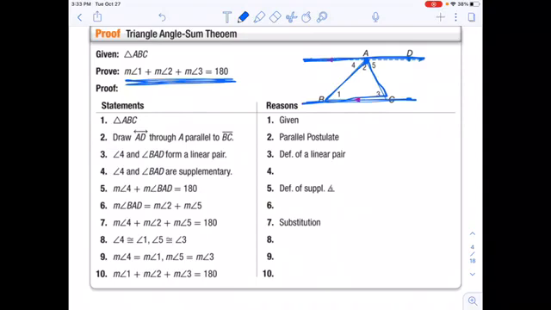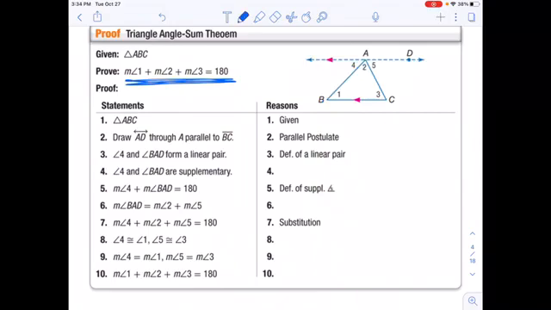We also then move on to step 3. We know that angle 4 plus the measure of angle BAD, they form a linear pair. So that's just the definition of a linear pair. They form that straight line. We can call them a linear pair. They're adjacent. We know all linear pairs are supplementary.